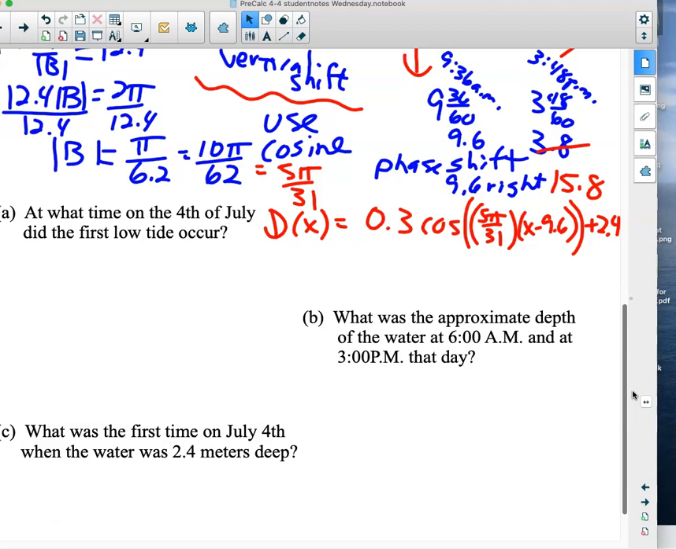What was the approximate depth of the water at 6 a.m. and at 3 p.m. that day? My table will give me that. I can just use my table feature to find that information. What was the first time on July 4th when the water was 2.4 meters deep? Graphing calculator. You know, if we put y sub 2 equals 2.4, we'll be able to see the intersection.